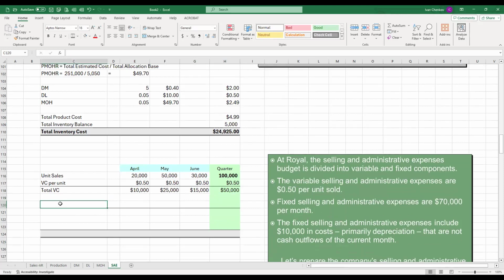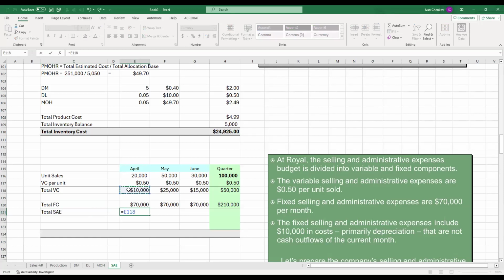What do I need to add? I need to add the fixed cost. Total fixed cost remains the same, 70,000, 70,000 again, and 70,000 again. And that in total will be 210,000. Now my total selling administrative expenses will be equal to these numbers plus 210,000, and I get my total selling administrative expenses.